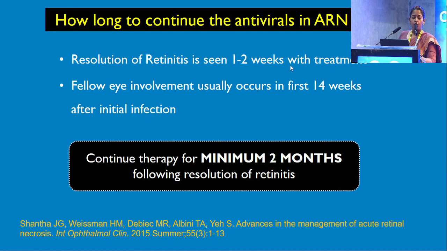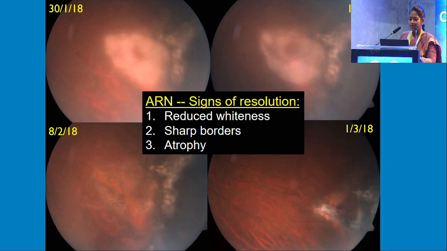For how long should we give that? So the lesion usually resolves in 1 to 2 weeks in the involved eye, but still we continue the treatment at least for 2 months following resolution of retinitis in the involved eye, because the other eye gets involved in almost 14 weeks. So minimum 2 months after resolution of retinitis, the valacyclovir should be continued.